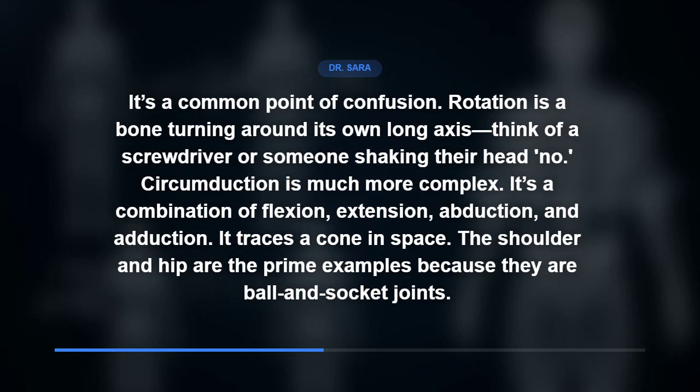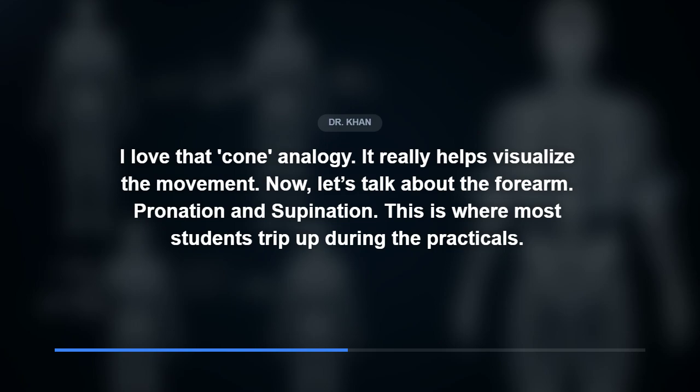Rotation is a bone turning around its own long axis. Think of a screwdriver or someone shaking their head no. Circumduction is much more complex. It's a combination of flexion, extension, abduction, and adduction. It traces a cone in space. The shoulder and hip are the prime examples because they are ball and socket joints. I love that cone analogy. It really helps visualize the movement.